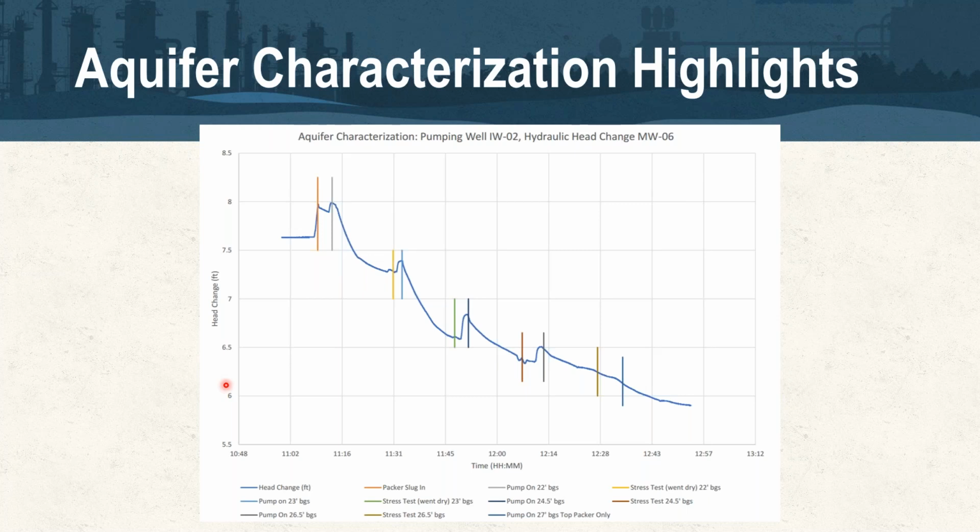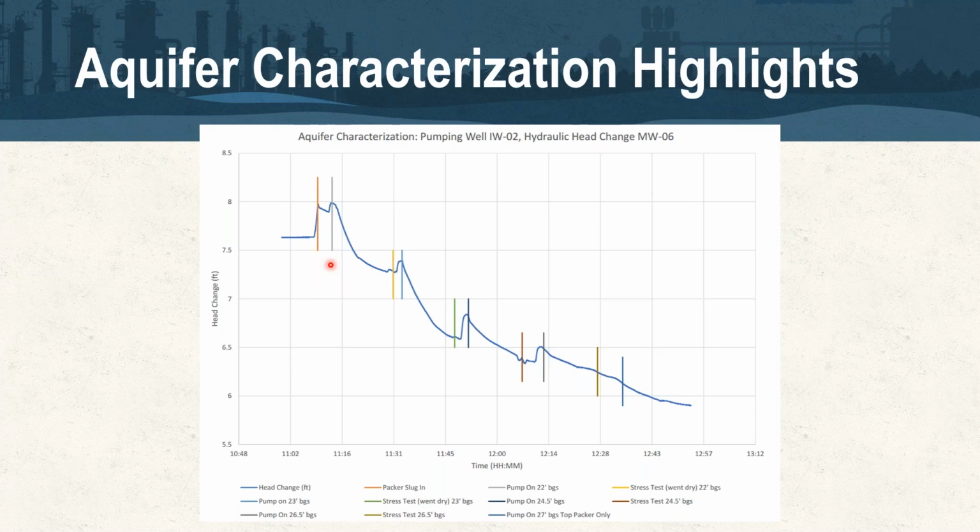And here what we see is pumping on a low volume basis for the purpose of purging and sampling, with the orange line on the far left. And then the gray line directly adjacent to that represents increasing the pump speed for the purpose of stressing the aquifer and looking at surrounding response in the adjacent monitoring wells being monitored with transducers. And we can see that process going down the plot here at respective intervals down the borehole.